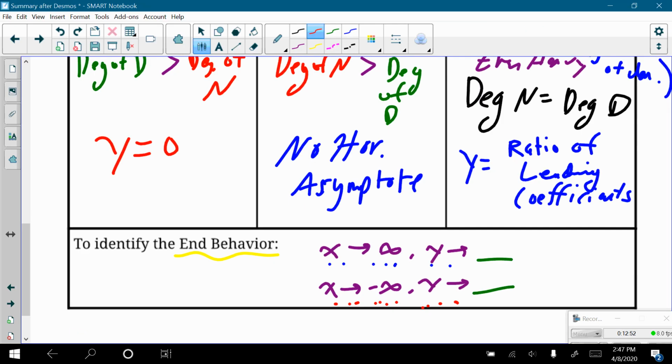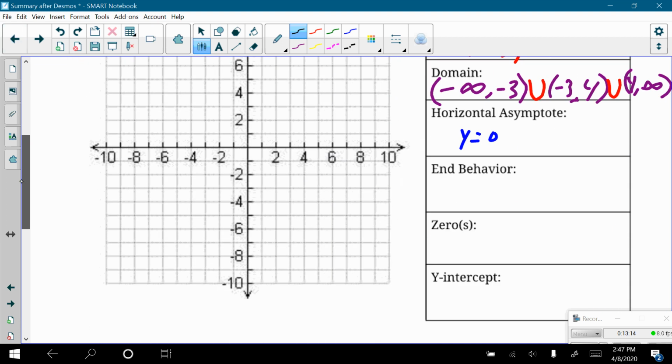Okay. So when you're trying to identify end behavior, as x goes to infinity and as x goes to negative infinity, y is just going towards the horizontal asymptote, if there is a horizontal asymptote. If there's not, that's another issue. We'll talk about that more in later videos. But if you know the horizontal asymptote, then the end behavior just goes towards the horizontal asymptote. So for instance, in this one here, once you identify that y equals 0 is the horizontal asymptote, then as you go to the right, y goes to 0, and as you go to the left, y goes to 0.